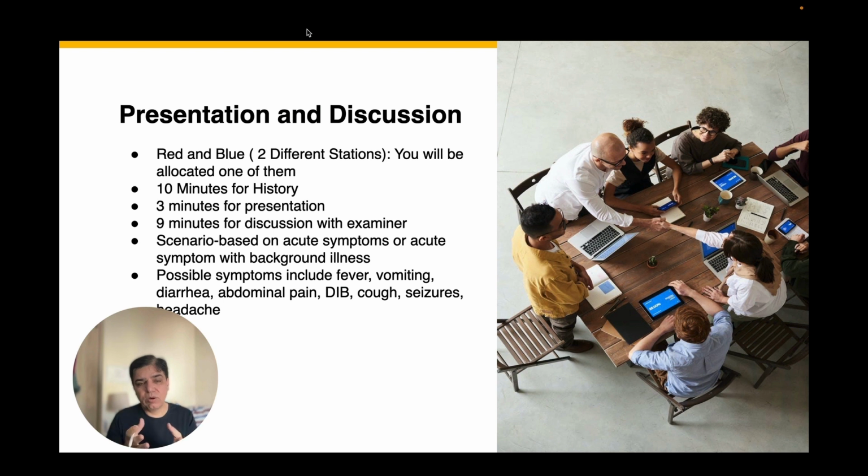Some of the other common symptoms usually assessed in these history stations are cough, seizures, headache, etc. Remember, the list is a very exhaustive one. There could be any symptom given in the form of a scenario, but nevertheless these are some of the symptoms which are commonly asked, and you should prepare thoroughly for them. You should be very familiar with these symptoms and practice them a lot, so that you go in a flow.